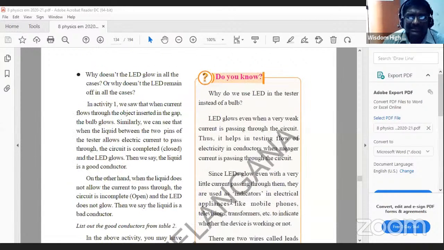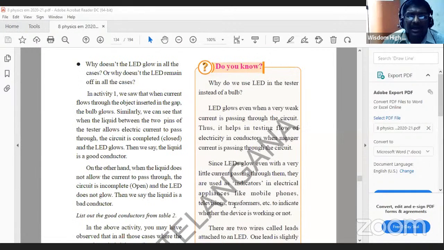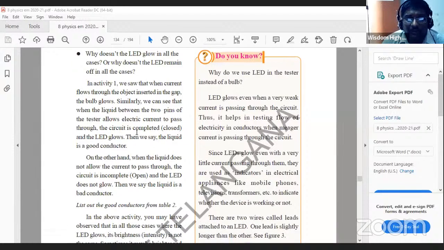Next, why doesn't the bulb glow in all the cases? What is the reason? The conclusion is given clearly here. Actually, whenever current flows in the electric circuit, what was the gap between the two pins?